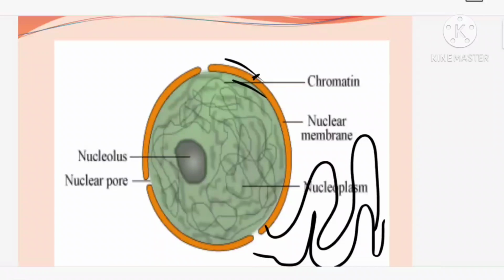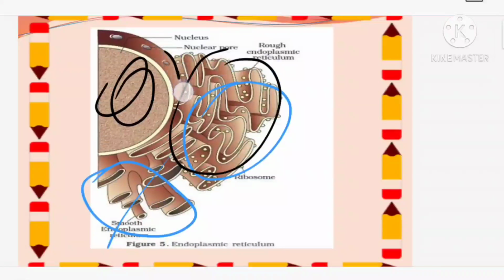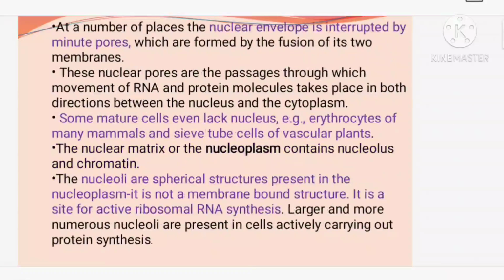When you are looking into the diagram of a plant or animal cell, you would have seen that the outer membrane is always continuous with the endoplasmic reticulum. So, this is the nucleus and this one is the endoplasmic reticulum. The outer membrane is continuous with the endoplasmic reticulum. That is one of the characteristic features of the nucleus, right? Now, next, they also bear ribosomes. I told you they are called rough endoplasmic reticulum. At a number of places, the nuclear envelope is interrupted by minute pores.